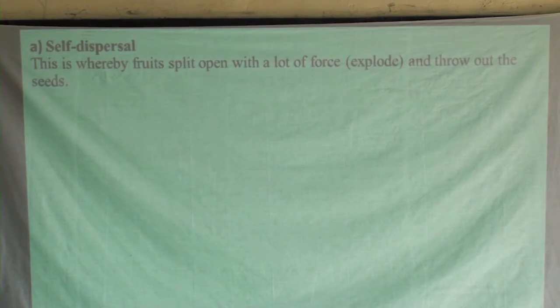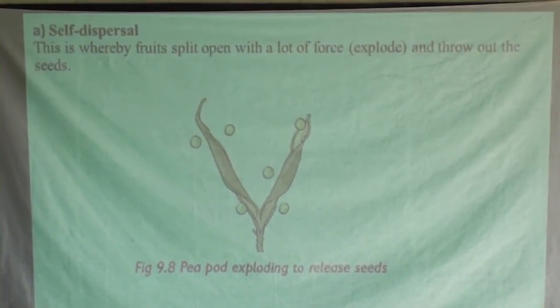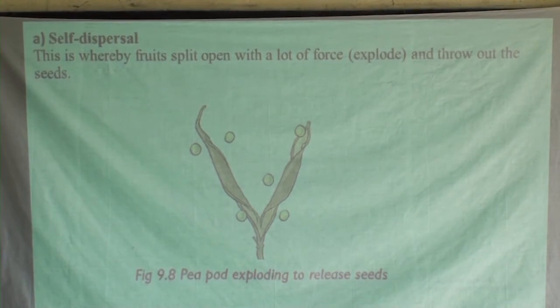Look at self-explosion. You can see pods exploding to release seeds. Self-explosion is where fruits split open with a lot of force and throw out seeds. This majorly happens in leguminous plants. Talk of peas and beans. Once the pods or beans are mature, they dry. They develop pressure which will throw, or explode, seeds outward. That is self-explosion. So it happens majorly in these leguminous plants, like peas and beans.